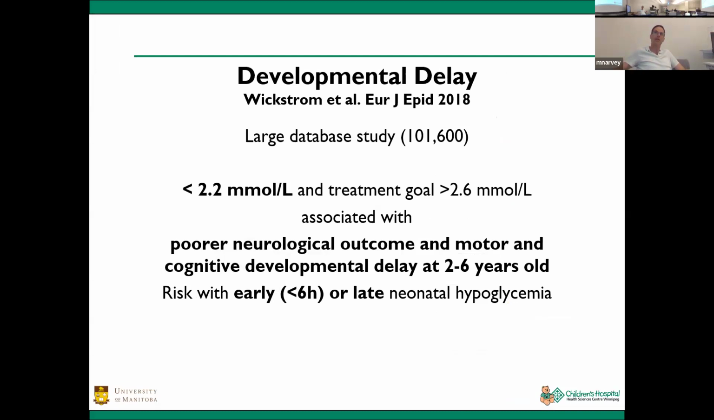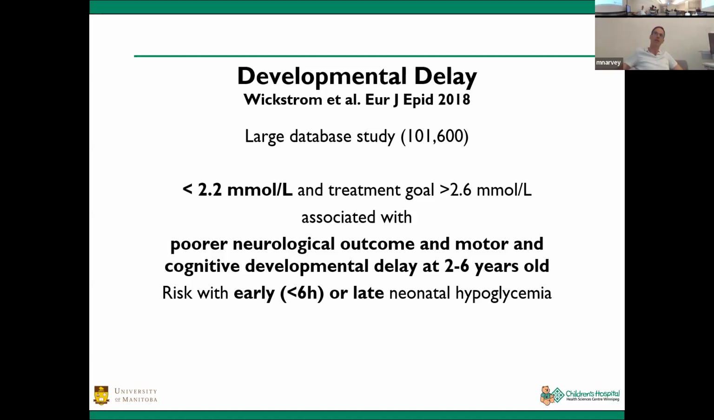Wickstrom in 2018 did what I think is the largest study, looking at 101,000 babies. I think this was out of Sweden, and they have great research out of Sweden because they have a population database. What they did was they said, let's try to avoid under 2.2, which is really bad, but our goal is to keep the sugar above 2.6.